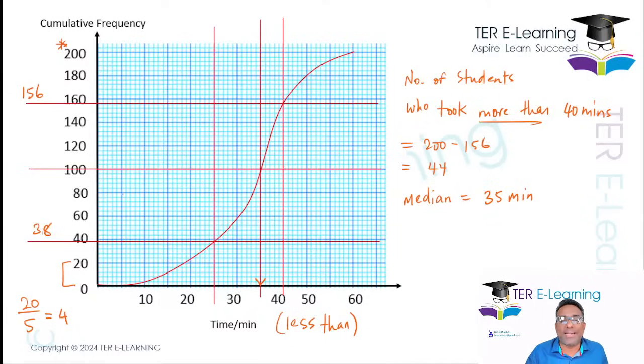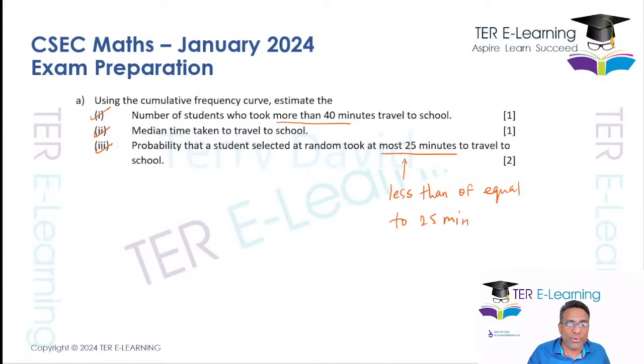But like I said, when it comes to a question like this, you have to kind of estimate. Some students might have slightly different answers. So the probability for this third part here is simply going to be 38 students divided by the total number of students, which is 200. You can leave your answer as a fraction if you want, or you can put it as a decimal. It doesn't matter, CSEC will accept either of them.